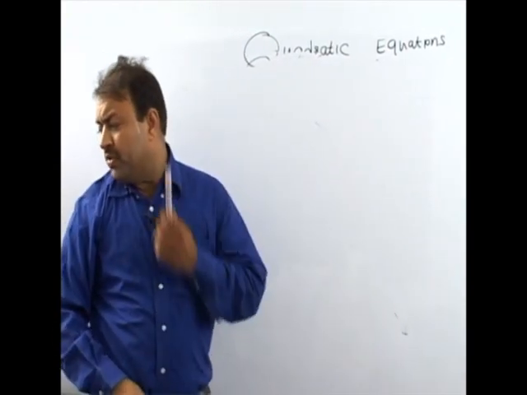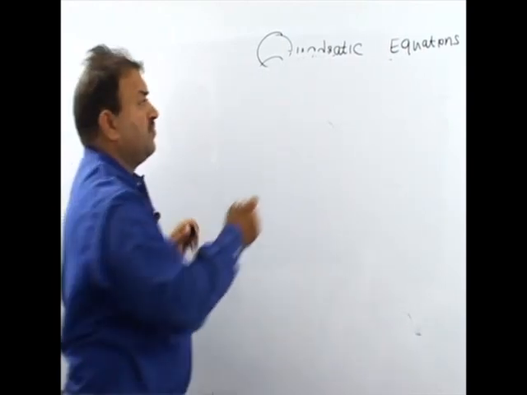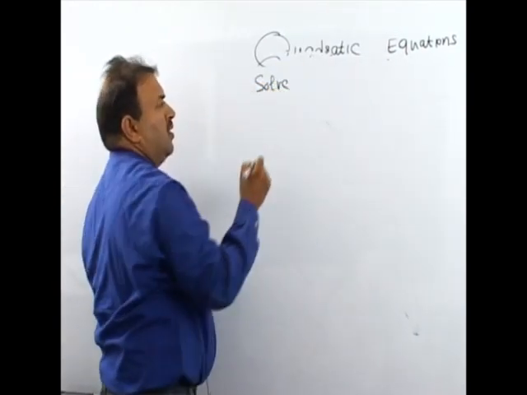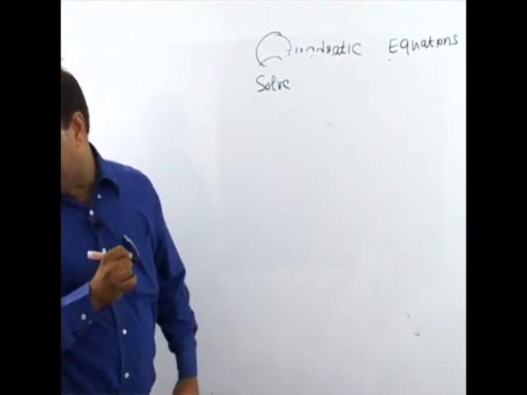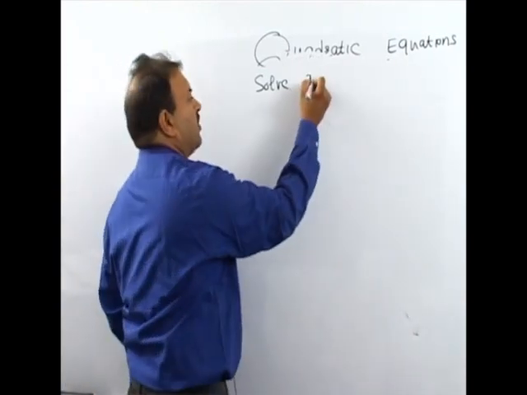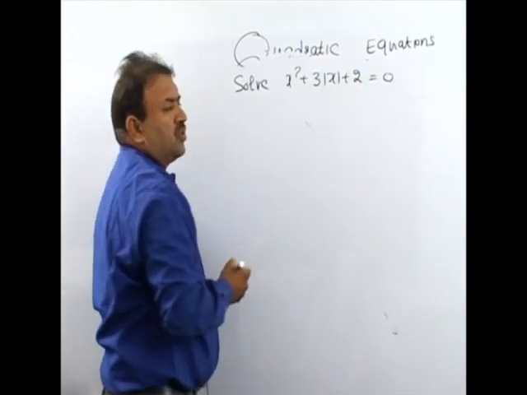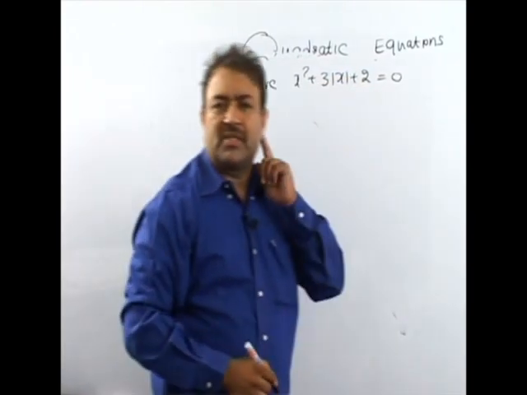So another example, we just take it. Solve x square plus 3 modulus x plus 2 is equal to 0. Solve x square plus 3 modulus x plus 2.